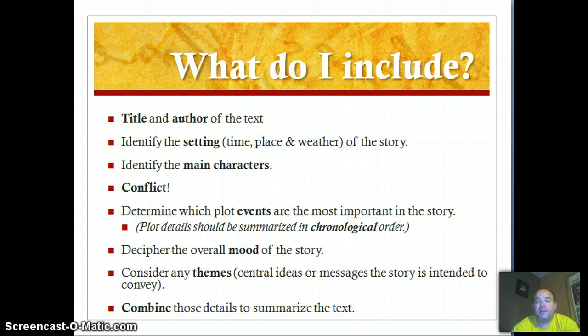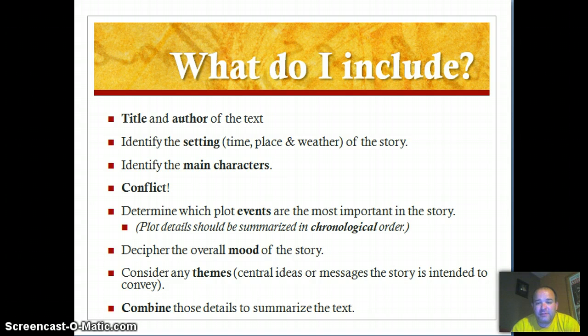Another thing you include: the title and author of the text. Identify the setting of the story, and that can be time, place, weather. If you're summarizing a Halloween story or something like that, you're going to want to have the time. It's probably going to be night. It's probably going to be cold out. Something to make it scary. It kind of helps us get into the author's mindset when he's writing the story. Identify the main characters: protagonist, antagonist, any major supporting characters. The conflict, the main conflict of the story.